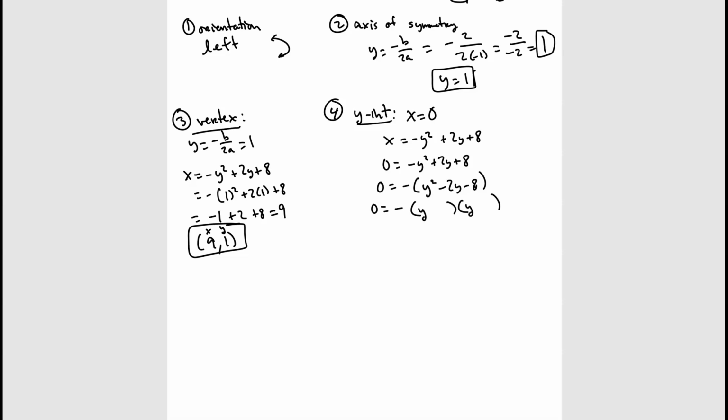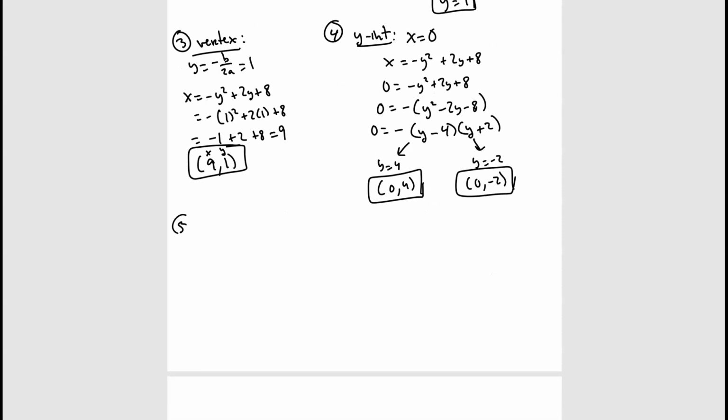Y and y. This is going to be a 4, and this is going to be a 2. So this would require the 4 to be a negative and this to be a positive. So my answers are going to be y equals 4 and y equals negative 2. So you're going to have (0, 4) and (0, -2). These are going to be my y-intercepts.